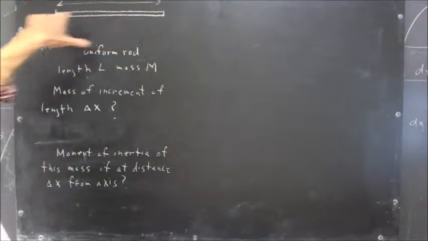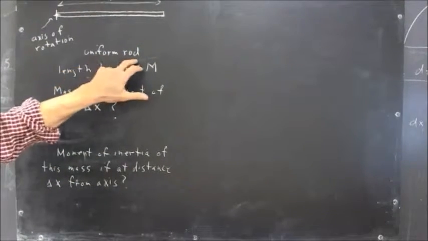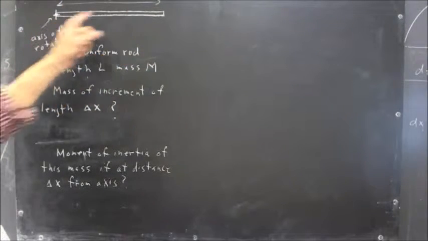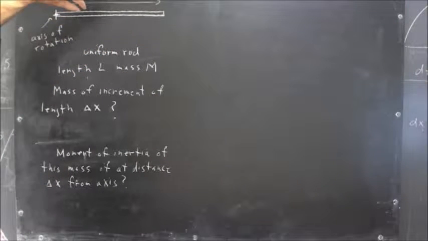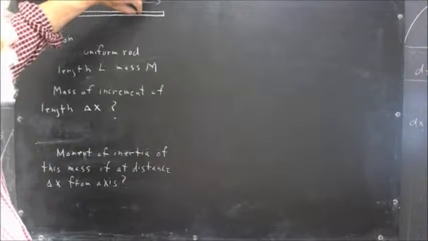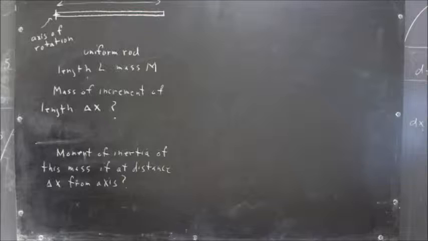And we don't have individual masses here. We have continuous mass distributed from one end to the other. That's what we mean by a uniform rod. Continuous mass distributed from one end to the other so that any given length of a part of this rod has the same mass as the same length of another part. Okay, so the uniform rod.